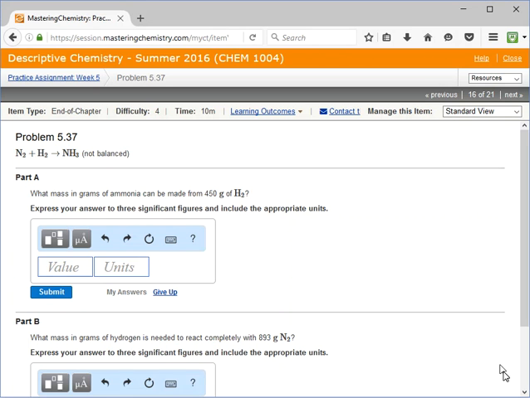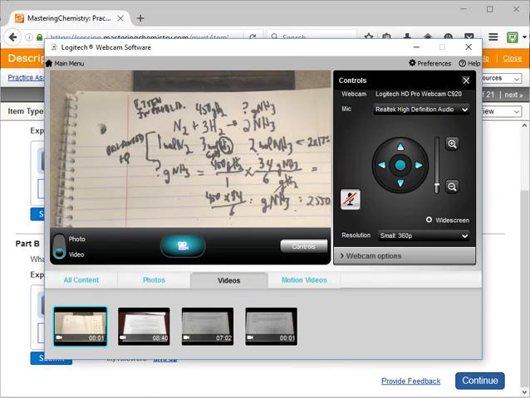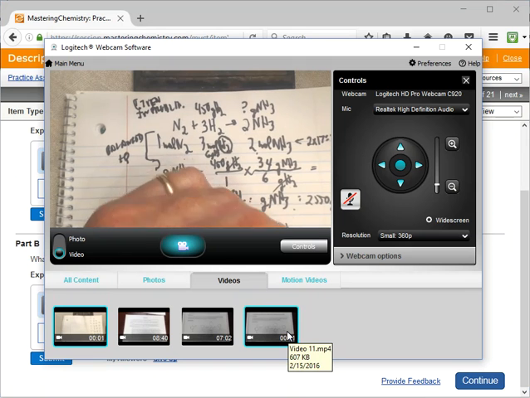Okay, down here it says what mass in grams of hydrogen is needed to react completely with 893 grams of nitrogen. So all I have to do in there is write this in a clean space, see if I can do any better at all. Okay, and go back to the camera. So it's 893 grams of nitrogen. I want to know about my grams of hydrogen that it takes to react with it.